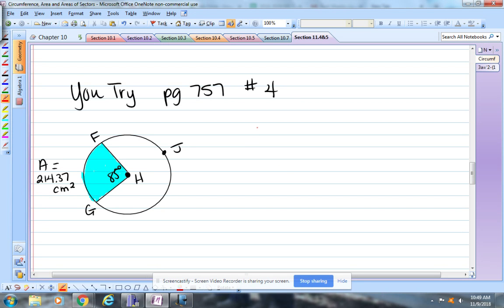How did we set this up to start with? Area of the circle, which is 214.37, equals the arc measure, which is 85 degrees over 360 degrees, times the area of the circle, which is what we're trying to find. So how do I get rid of that fraction? The reciprocal is 360 over 85. And I'll just be honest, I put that straight in my calculator with that decimal over there.